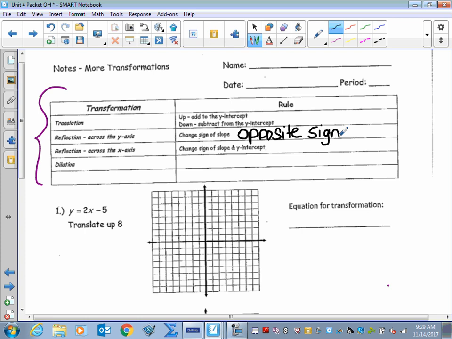Okay, you keep the same y-intercept. So I'm just going to put B because you guys should know that B is the y-intercept, so you don't have to write it out. So you're going to keep B the same, but you do change the sign of the slope. If you are reflecting over the x-axis, you change the sign of the slope and the y-intercept to its opposite sign. Okay, so again, you might want to write opposite sign.